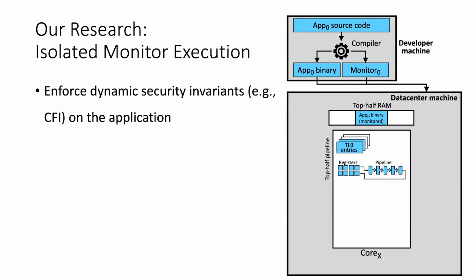The application runs in what we call a top half pipeline, and the monitor runs in the bottom half pipeline. Now, it is important to note that these two pipelines are physically isolated from each other and share no microarchitectural state. Now, in order to enable the monitor to introspect or enforce its software-defined checks on the monitored thread running in the top half pipeline, some part of the top half pipeline is mirrored in the bottom half pipeline. And we'll get into the details of that later in the talk.